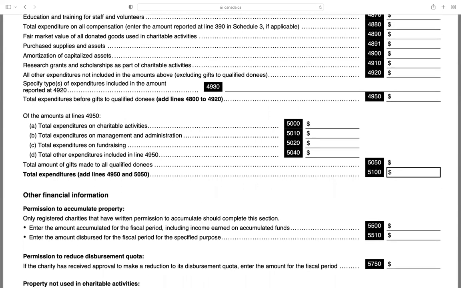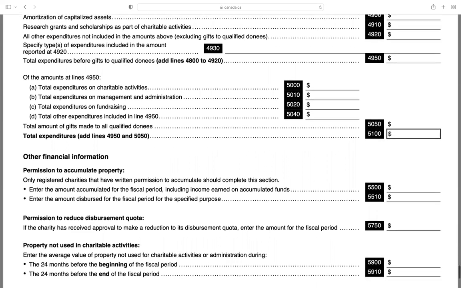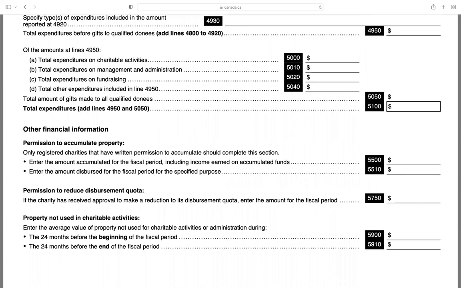Then other financial information. So permission to acquire property. Only registered charities that have written permission to accumulate should complete this section. You enter the amounts accumulated for the fiscal year, including the income earned or accumulated, then you enter the amount disbursed for the fiscal year, and then permission to reduce disbursement quota. If the charity has received approval to make a reduction to its disbursement quota, you enter it here. Property not used in charity activity: the 24 months before the beginning of the fiscal year and the 24 months before the end of the fiscal year.